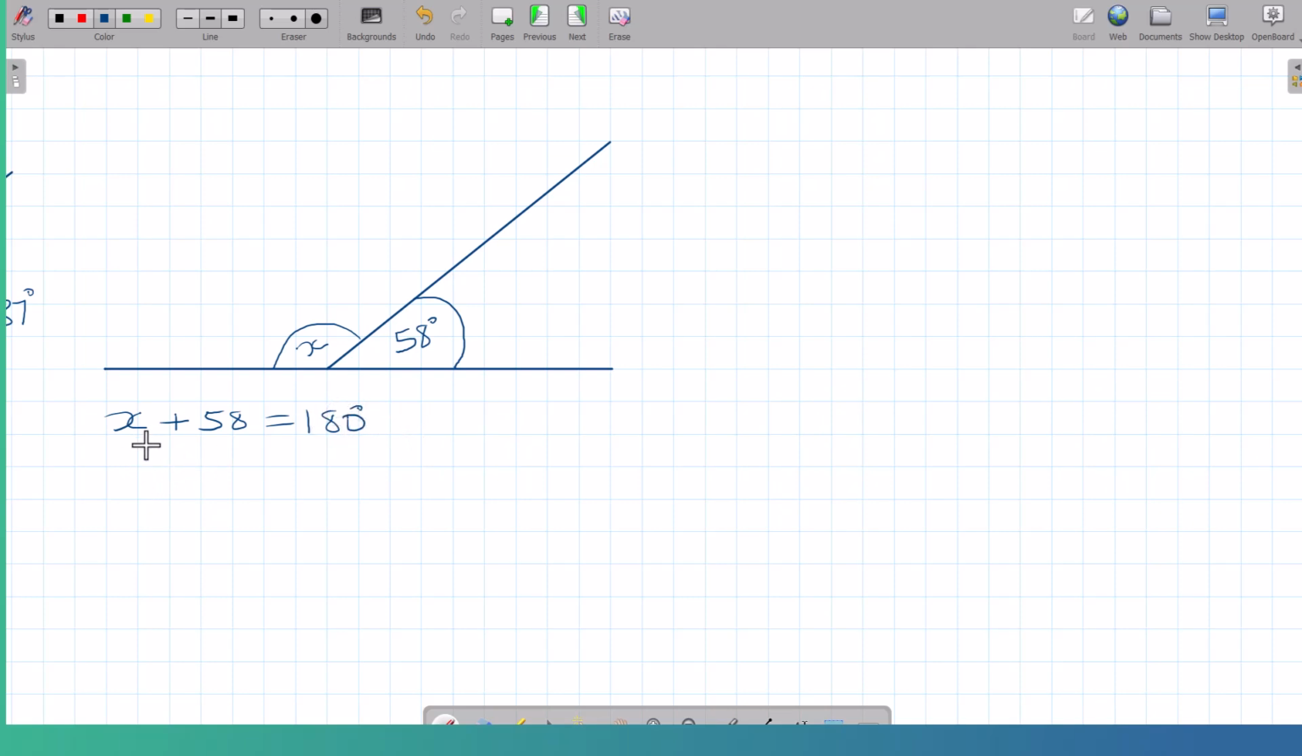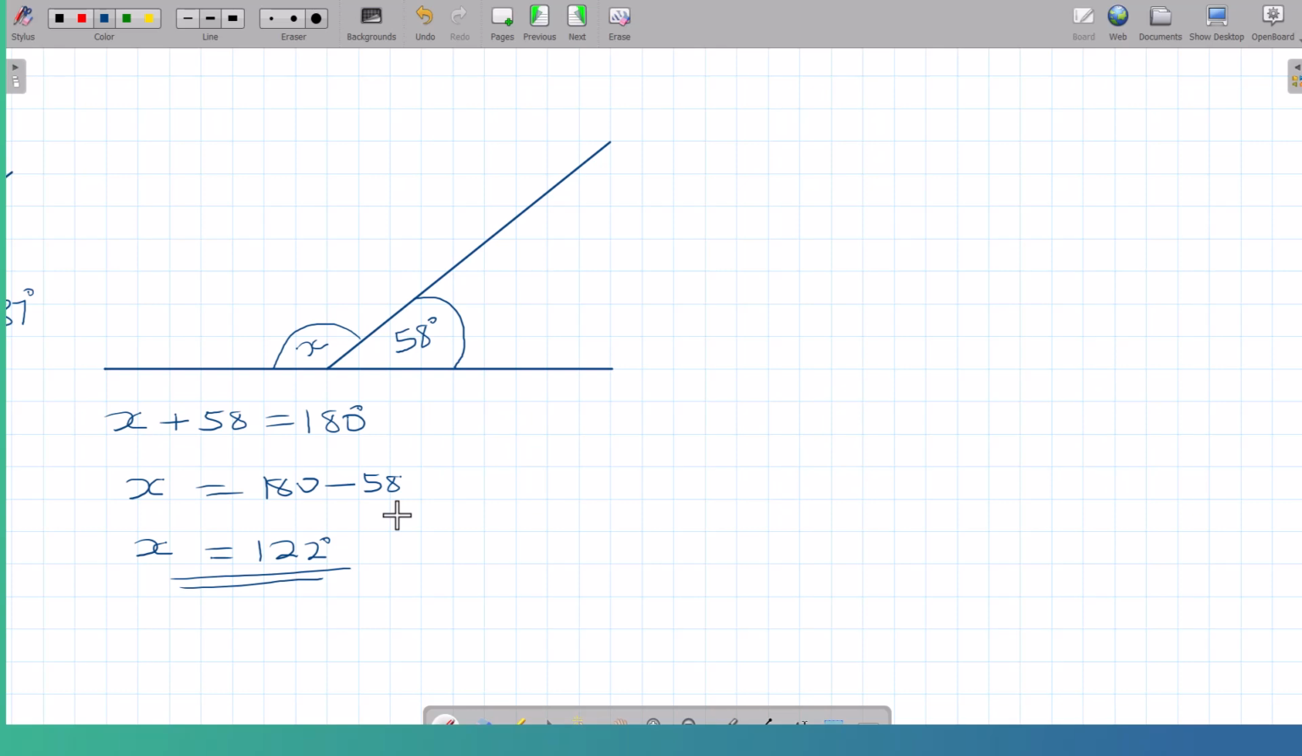So now, if I'm looking for my x, I'm going to say that x equals to 180 degrees minus 58 degrees. Anybody with the calculator, what do you get here? You get 122, I think. So that's our exact answer, 122 degrees. So guys, does it make sense to you? Are we together? I'm going to give you another example.